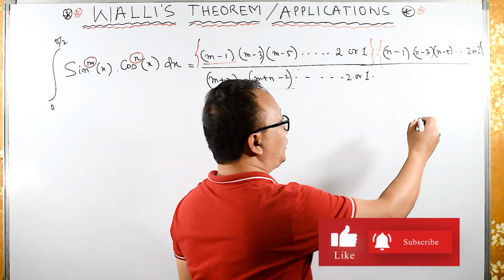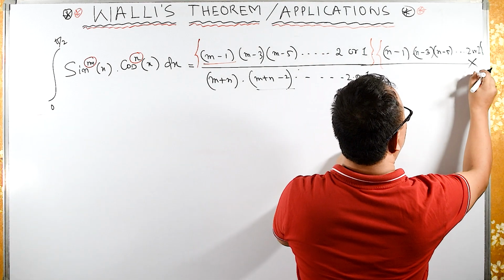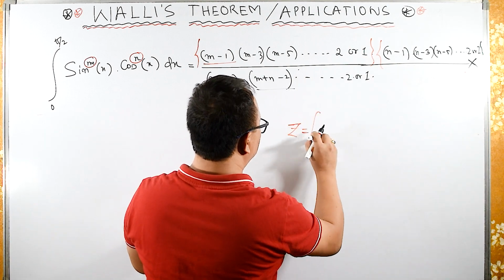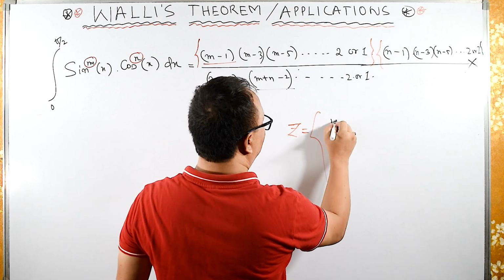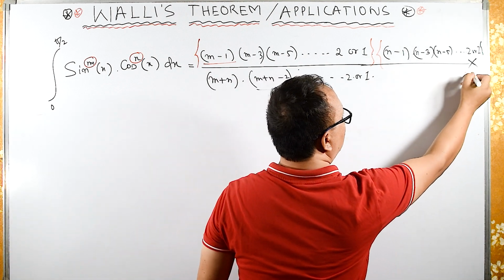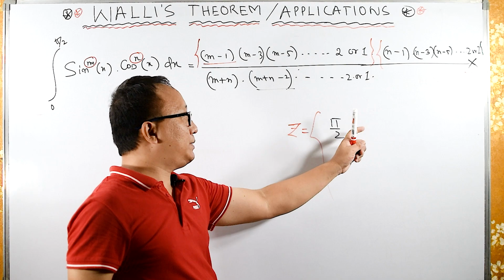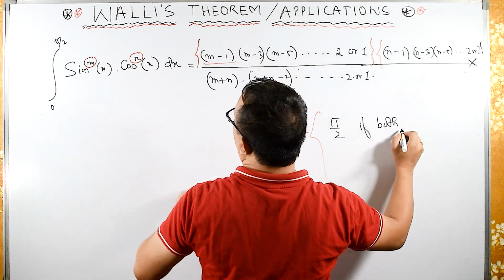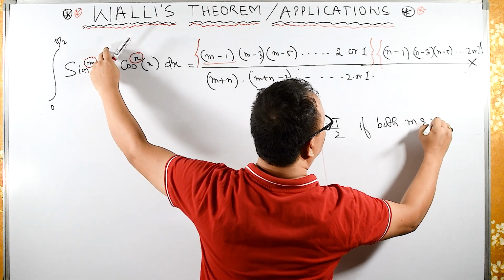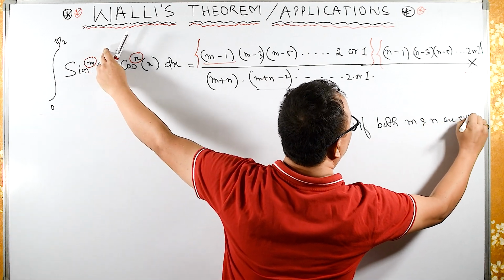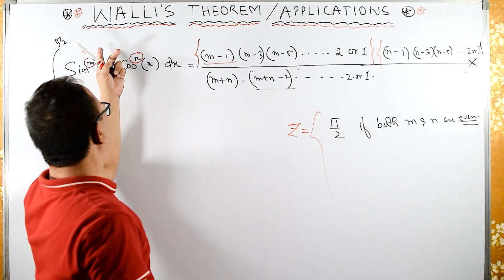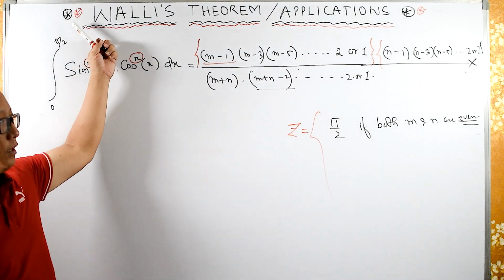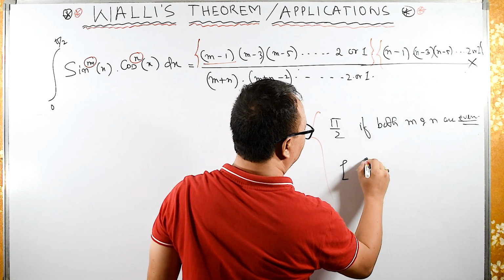Into z. What is z? Z is defined as pi by 2 if both m and n are even. Remember, both should be even. If one is even and one is odd, it doesn't work. Z equals 1 otherwise.